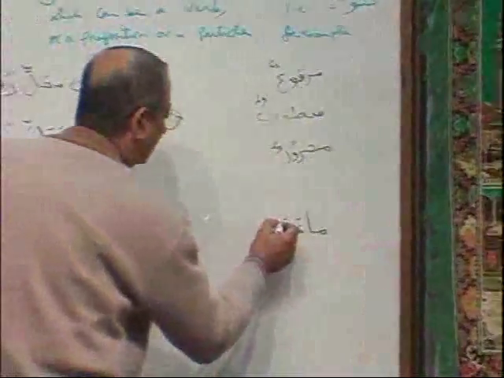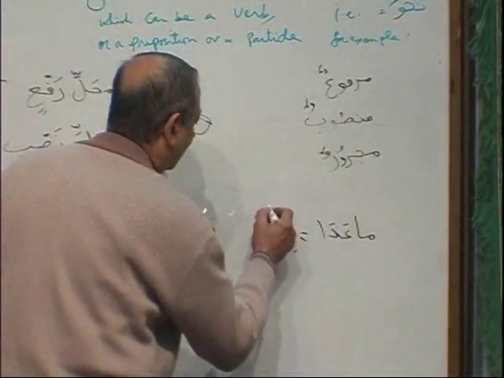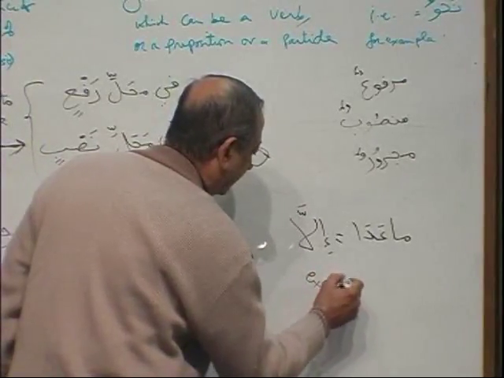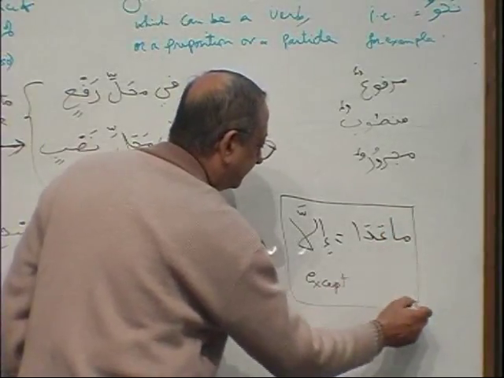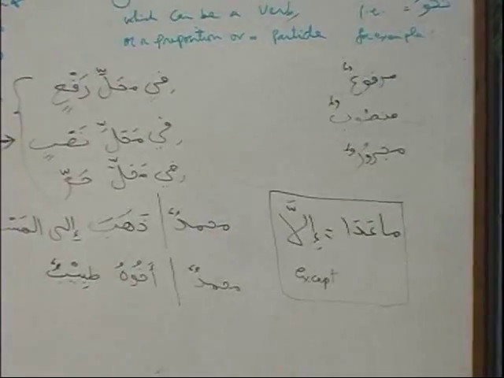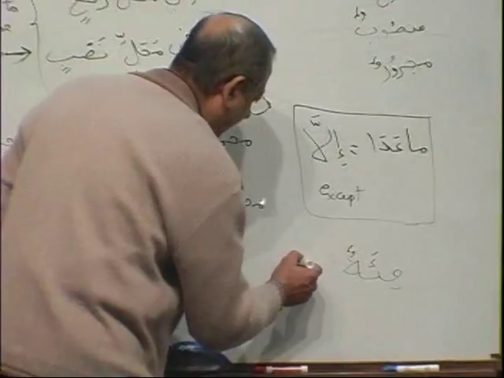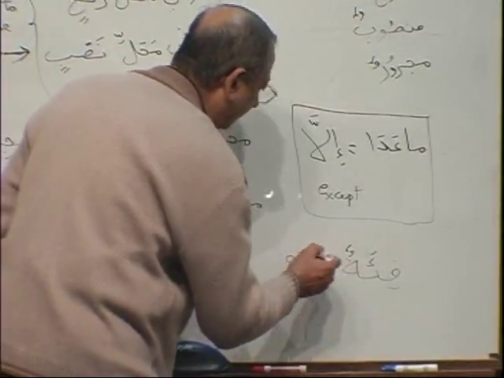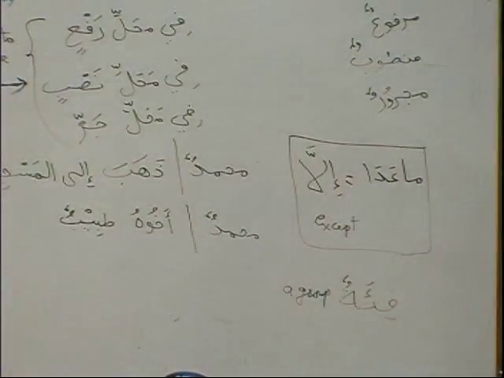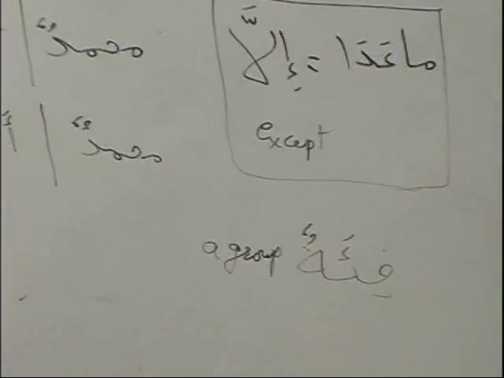Ma'ada means illa. What is the meaning of that? Except. Are you with me, brothers and sisters? Ma'ada illa alfiyatil atiyata. Except the following groups. What is the meaning of alfiyatu? Groups. What is the singular? Fiatun. What is it, brothers and sisters? Fiatun. What is the meaning of fiatun? A group. And alfiatu means groups. Except the following groups. Brothers and sisters, this is all revision. Trust me.